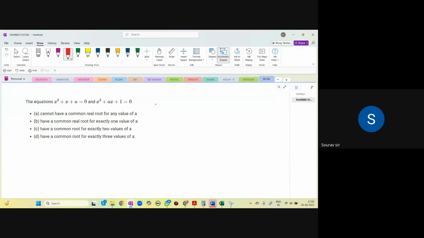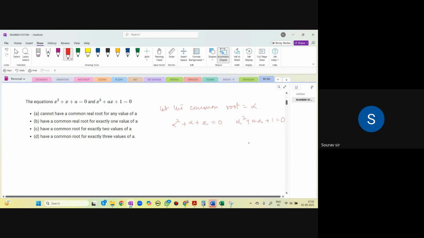You can start from the basic. Let the common root be alpha. So then what are my equations? Alpha square plus alpha plus A equal to 0. This is my first equation. And alpha square plus A alpha plus 1 equal to 0. This is my second equation. Understood?